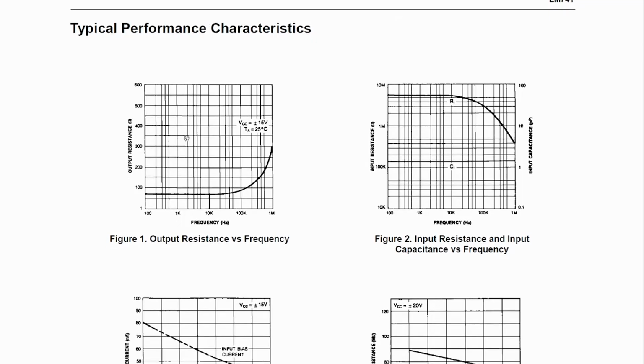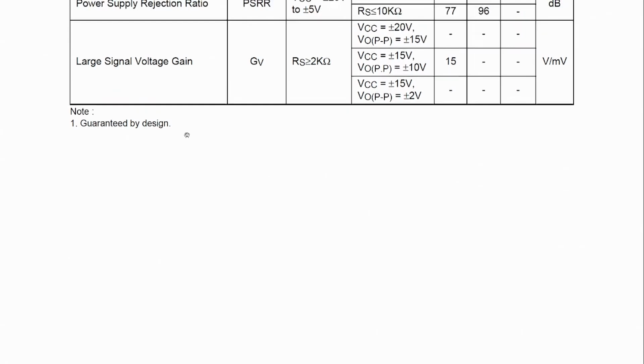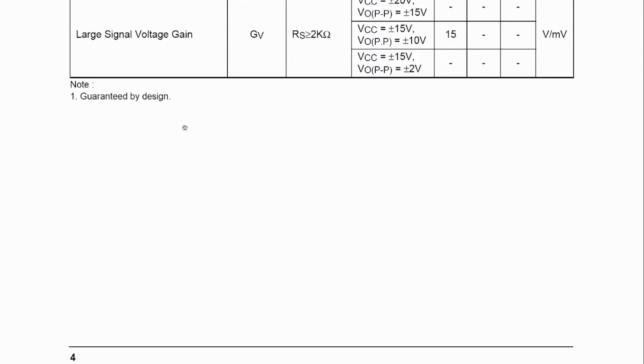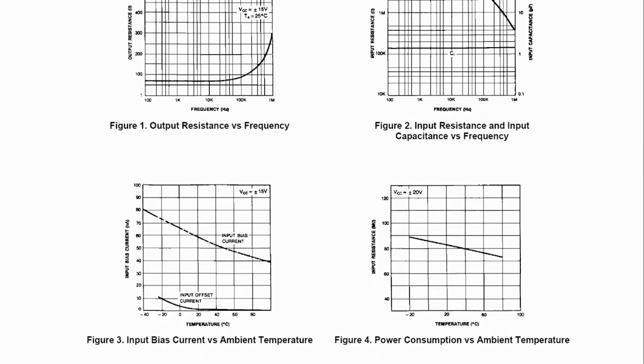If we go further, what do we see? Typical performance characteristics: output resistance versus frequency, input resistance and input capacitance versus frequency, input bias current versus ambient temperature, and power consumption versus ambient temperature. These are performance parameters of the op amp.